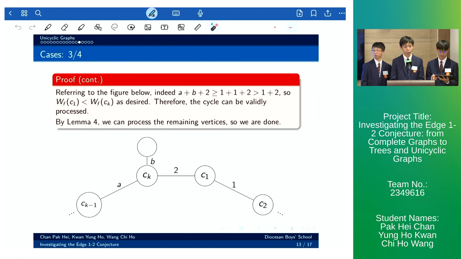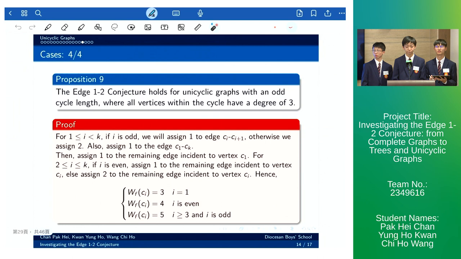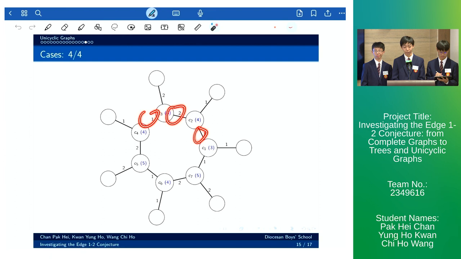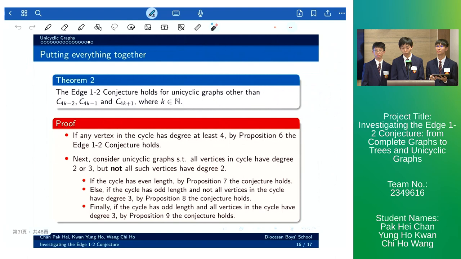Finally, the last case, where the cycle length is odd and all vertices have degree 3. We'll simply refer to the diagram on the next page. We'll assign the cycle edges with weights 1, 2, 1, 2, 1, 2, 1, with c_1 being connected to two weight 1 cycle edges. Then, for the extra edge incident to each c_i, we assign weights 1, 2, 1, 2, 1, 2, 1, and so on, such that c_1 and c_2 are adjacent vertices with an extra edge of weight 1. By doing so, we get sums of incident edge weights 3, 4, 5, 4, 5, 4, 5, and so on. Putting everything together, we notice that Propositions 6, 7, 8, and 9 cover all the cases where the graph in question is not a single cycle. By Proposition 5, we have solved the cycle graphs too. Therefore, we have proved Theorem 2.